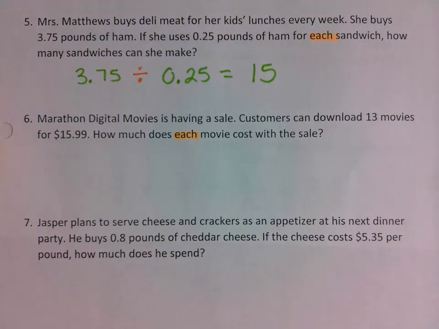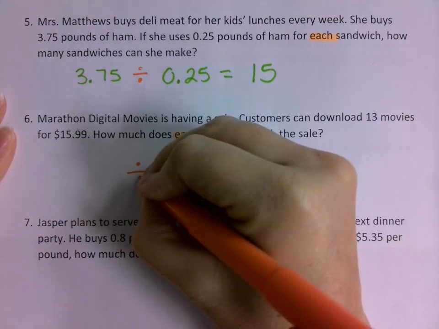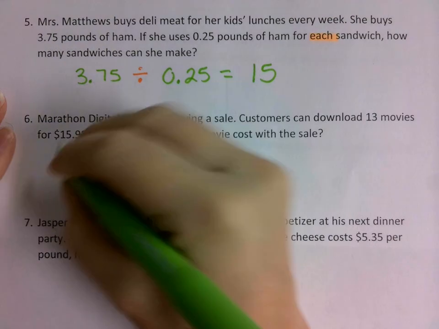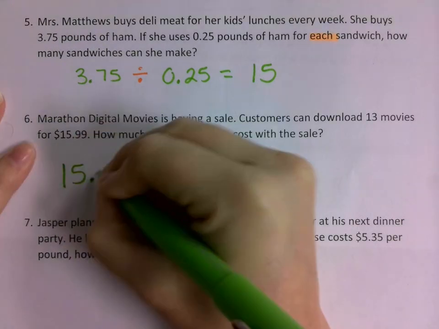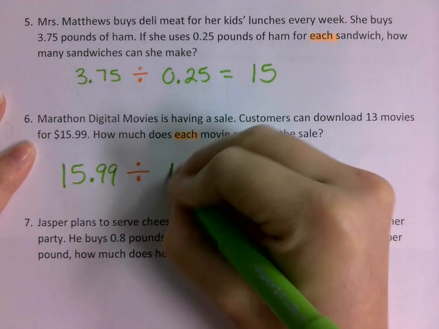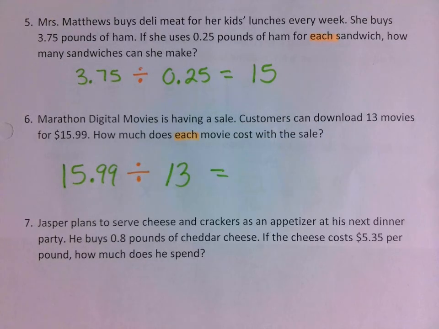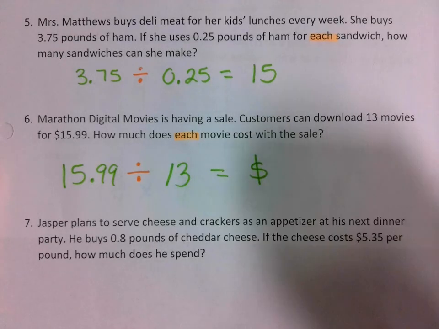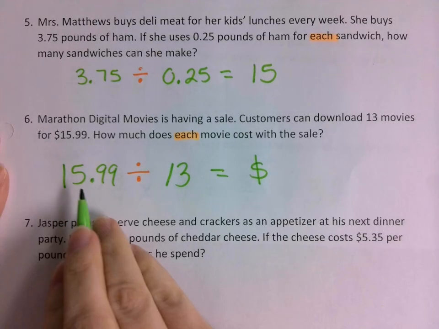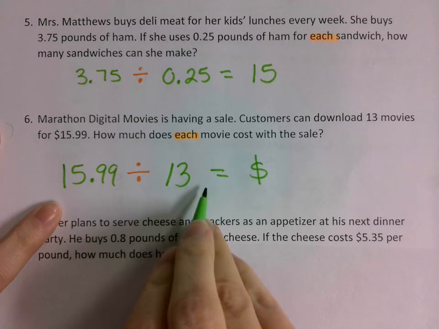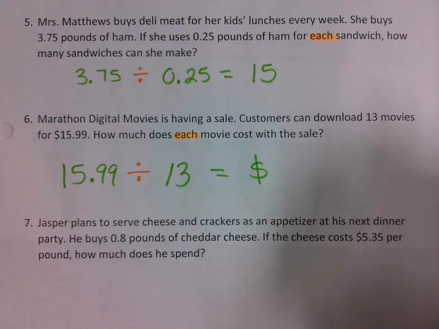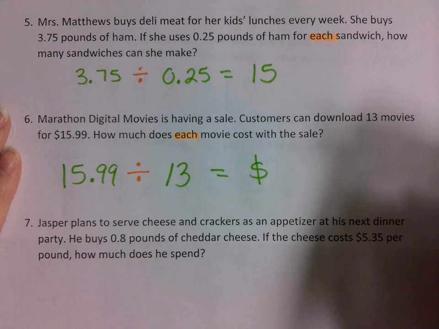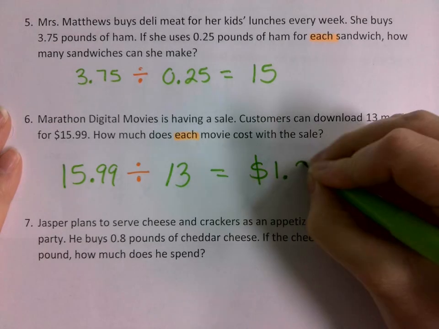So we're going to take the cost, $15.99, and we're going to divide it by the 13 movies. So $15.99 divided by 13 movies is going to cost how much per movie? Now you've got to take $15.99 and divide it by 13. You did 13 divided by $15.99. $1.23. Each movie is going to be $1.23.